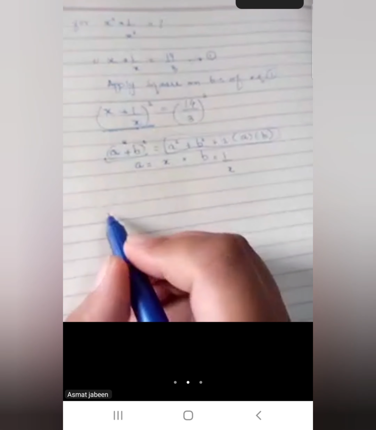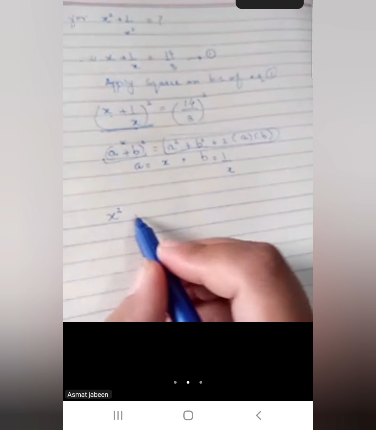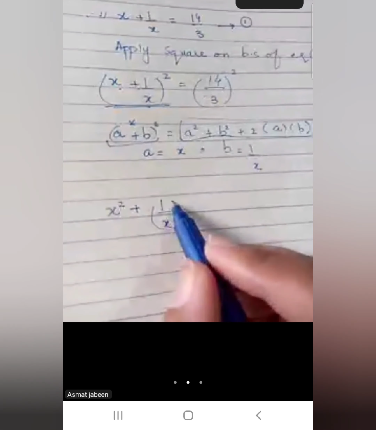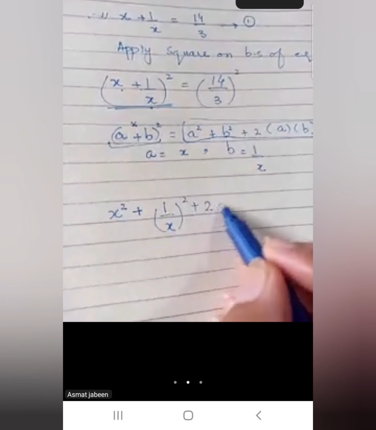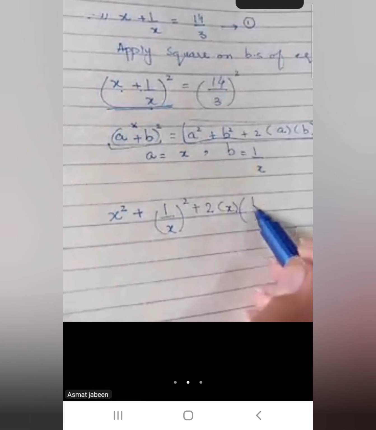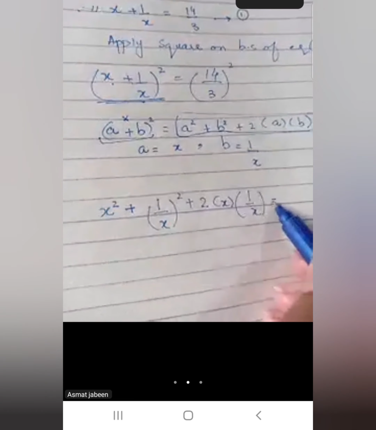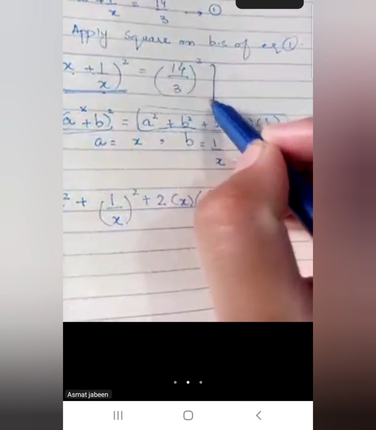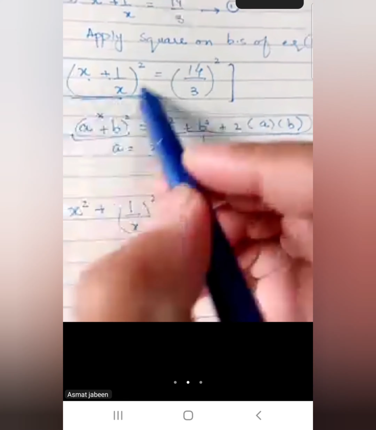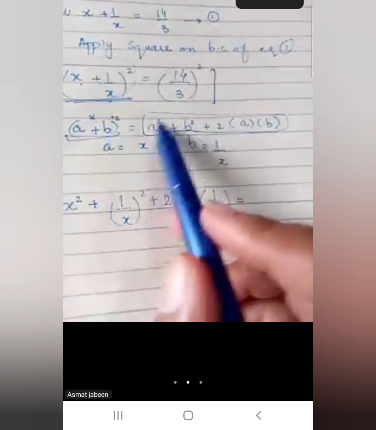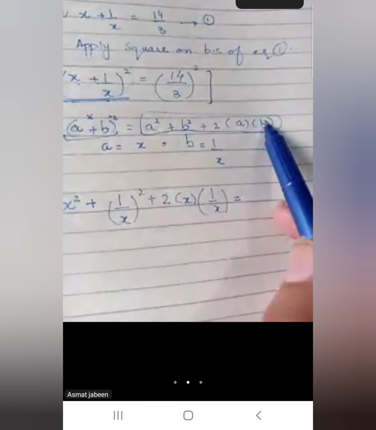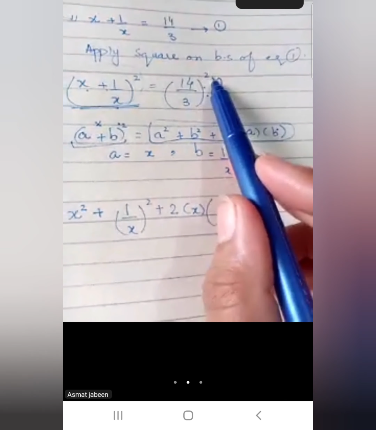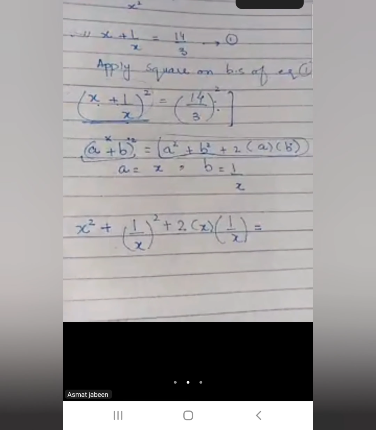Okay. A square means x square plus b square means 1 by x whole square plus 2 times a is x, b is 1 by x is equals to what? This 14 by 3. We have not put this value in this. No, we just have put in its open form and its right side will remain the same. 14 by 3 its whole square. What is the square of 14?